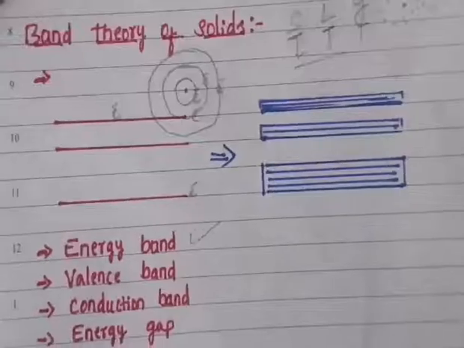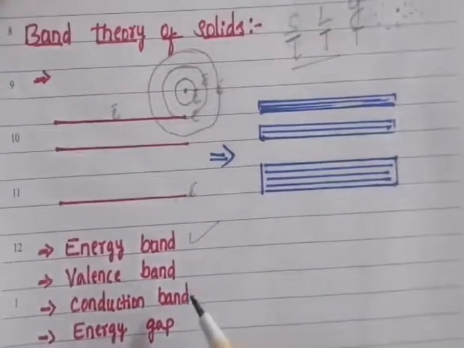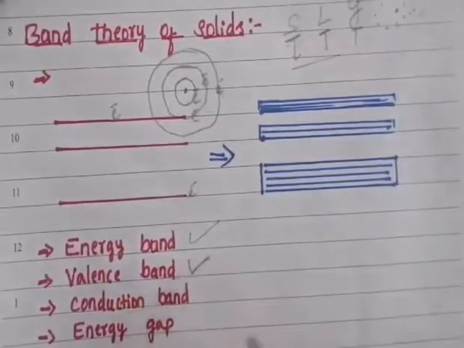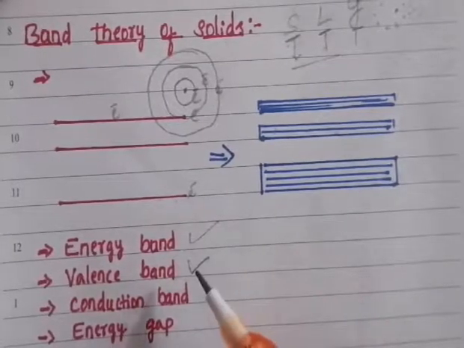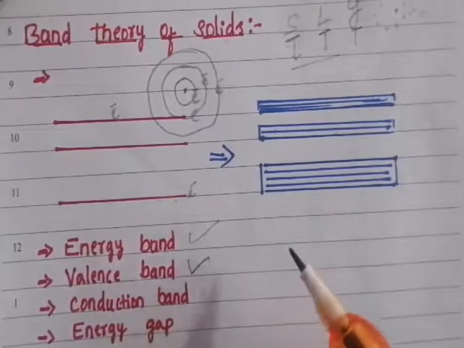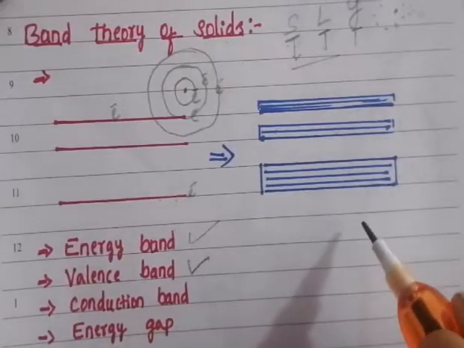Next, the second one is the valence band. What is the valence band? It is the energy band which is completely filled at 0 Kelvin.